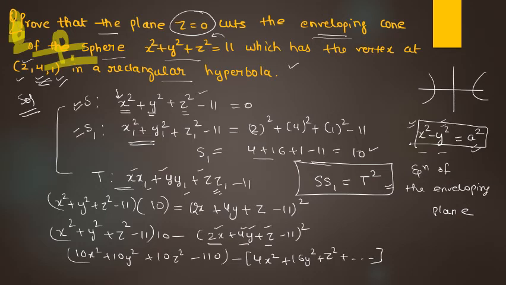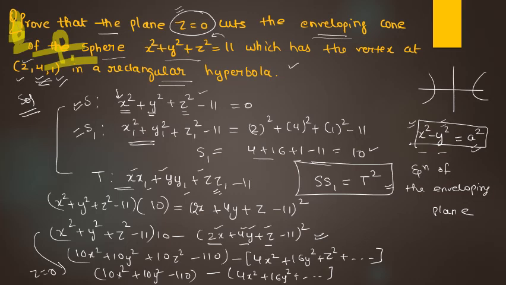Why are we not calculating it further? Because what we have to prove is a rectangular hyperbola, and it is meeting the plane where z is 0, it is cutting the plane where z is 0. If we substitute z as 0 here, what will we get? 10x square, 10y square minus 110. You can substitute it here also, it will be much easier. Minus 4x square plus 16y square, and all the terms which have z are 0, because we have substituted z as 0, right? It is the condition given to us in the question.